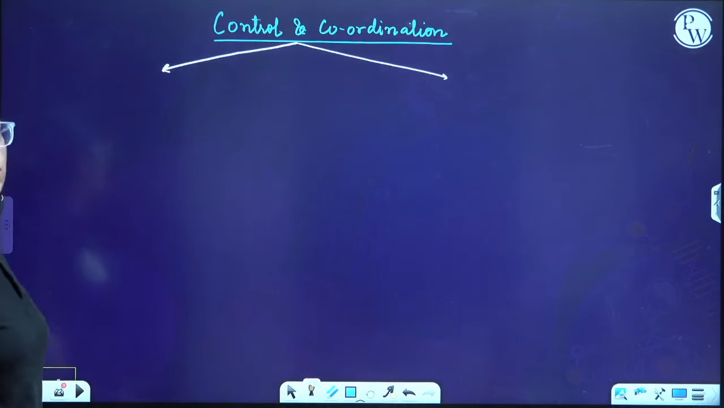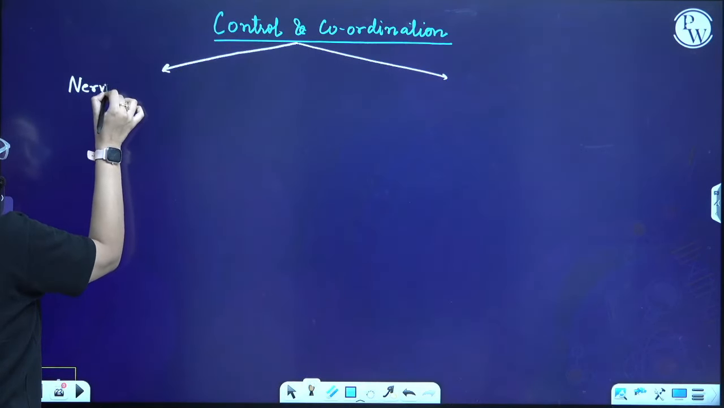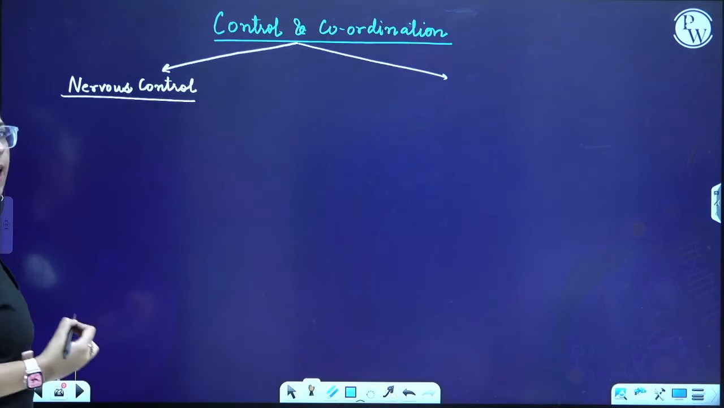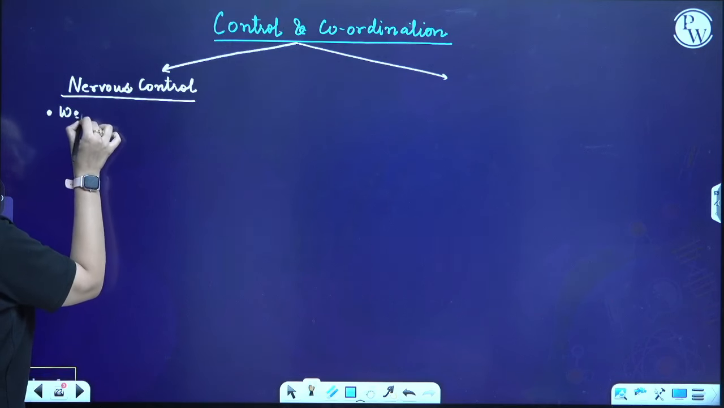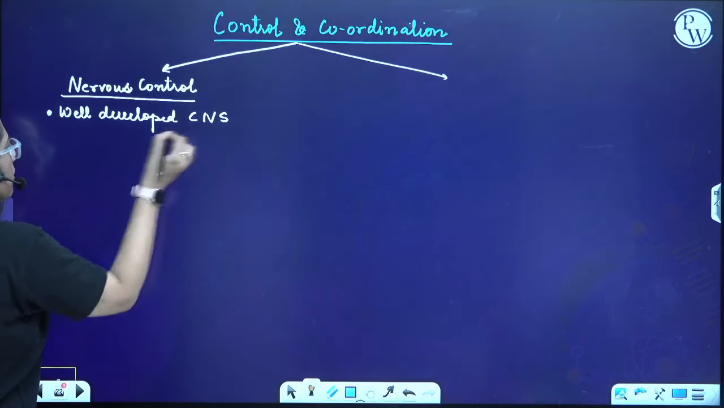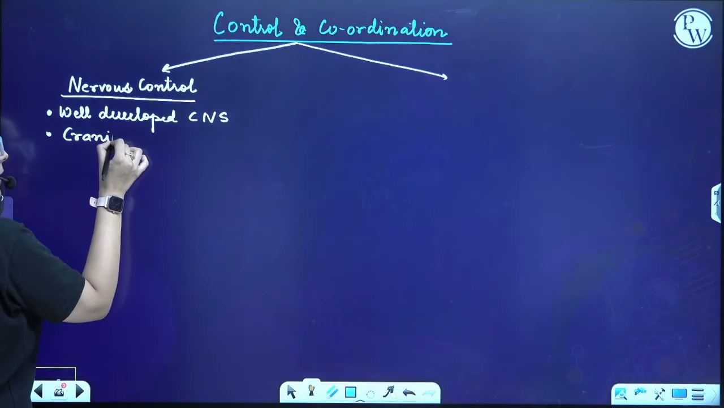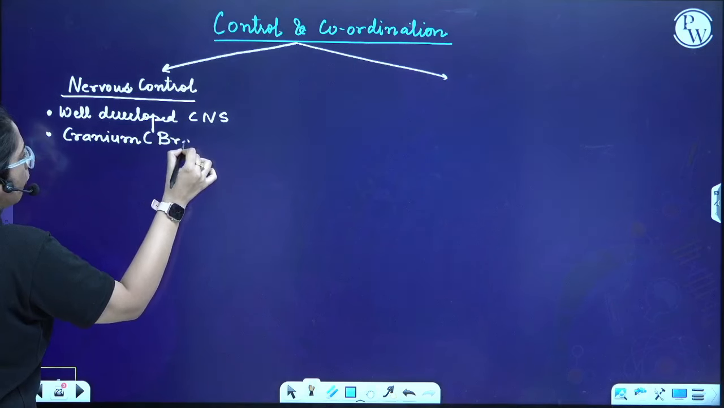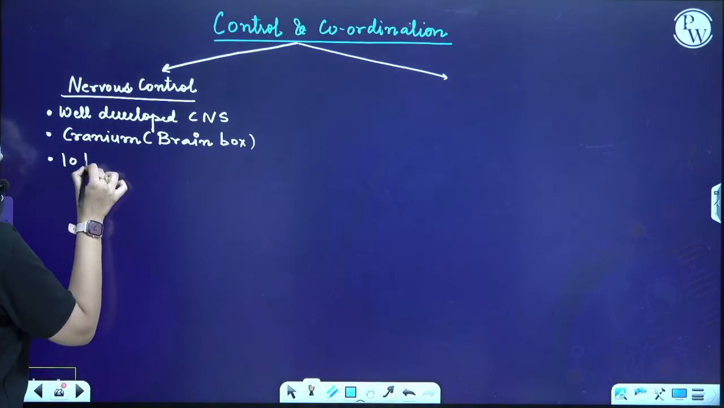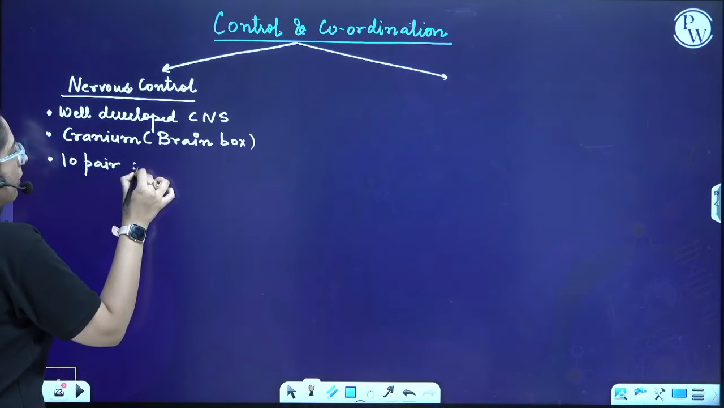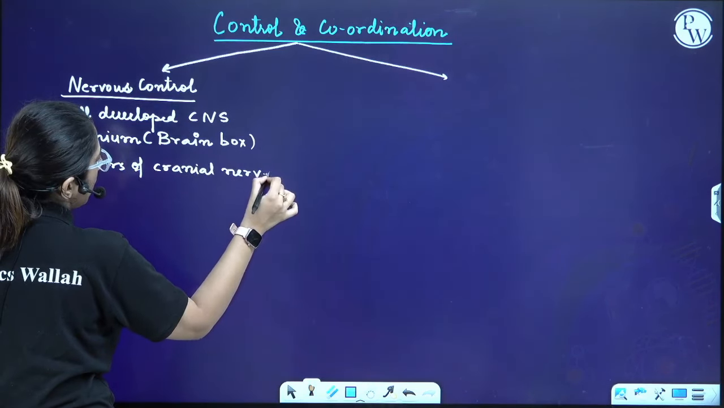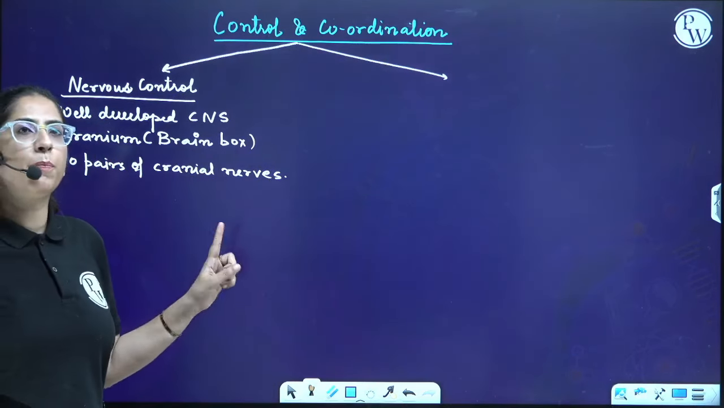The first is the neural control, the nervous control. What they have is a well-developed central nervous system. What else? They have a cranium. Cranium is the brain box. They have a well-developed cranium, that is a brain box. They have 10 pairs of cranial nerves. How many do we have? 12 pairs. So they have a brain as well as a spinal cord.